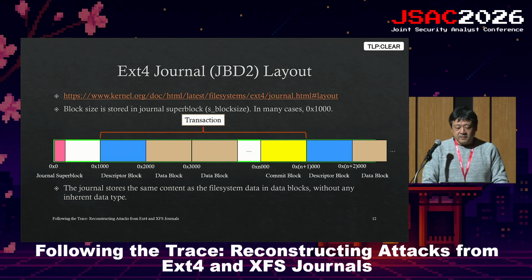Here is the journal layout, which starts with the journal superblock. Journal data is recorded by transactions. A transaction begins with the descriptor block, followed by data blocks, and closes with the commit block. File system recovery uses the data in the data blocks, which I will explain in the next slide.